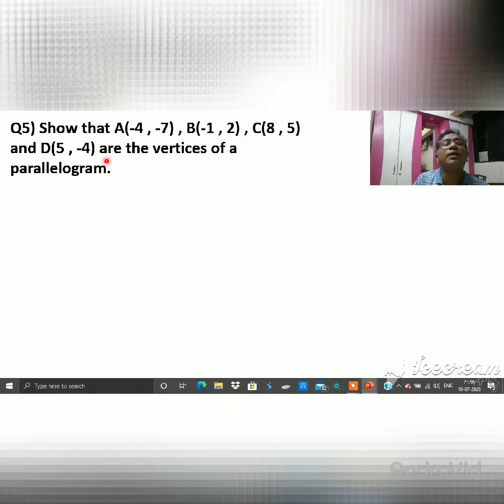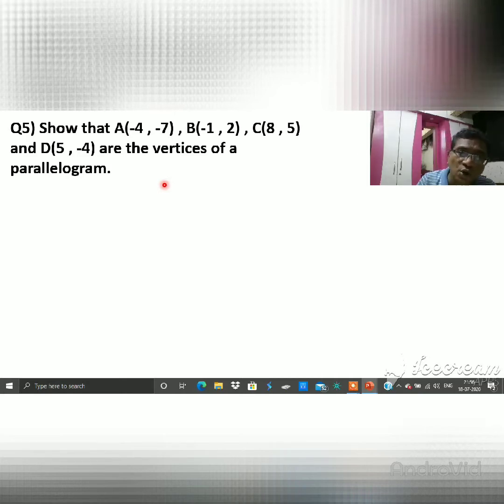See, show that A with coordinates -4, -7, B with coordinates -1, 2, C with coordinates 8 and 5, and D with coordinates 5 and -4 are the vertices of the parallelogram. So you want to prove that they are vertices of the parallelogram. So what is a parallelogram? Parallelogram means opposite sides are congruent and opposite sides are parallel to each other. Means in a parallelogram opposite sides are parallel and opposite sides are congruent with each other.